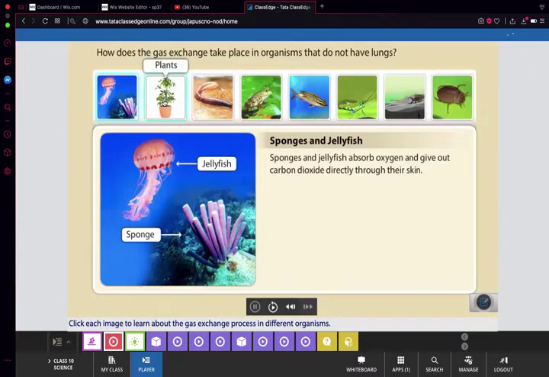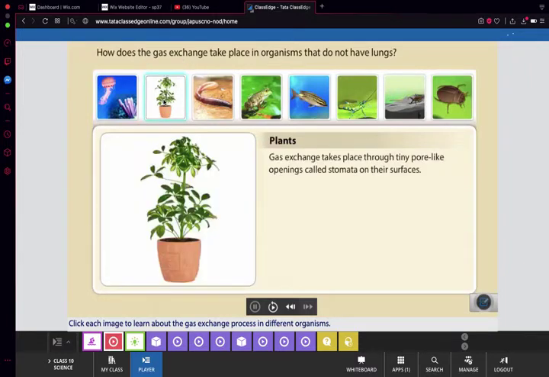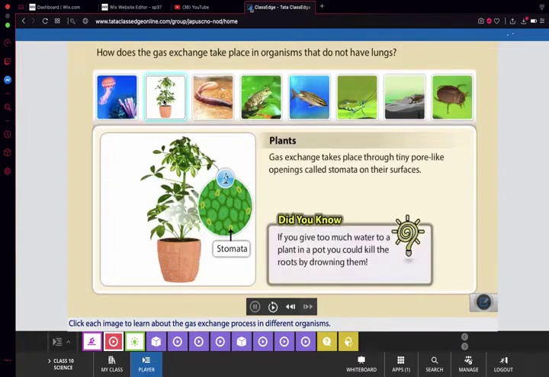Now, how do plants take in their oxygen? Plants obtain the oxygen they need for respiration directly through tiny pore-like openings called stomata on their surfaces. The roots of a plant also obtain oxygen from air spaces in the soil. Now this is a fact that you should know: if you give too much water to a plant in a pot, you could kill the roots by drowning them.